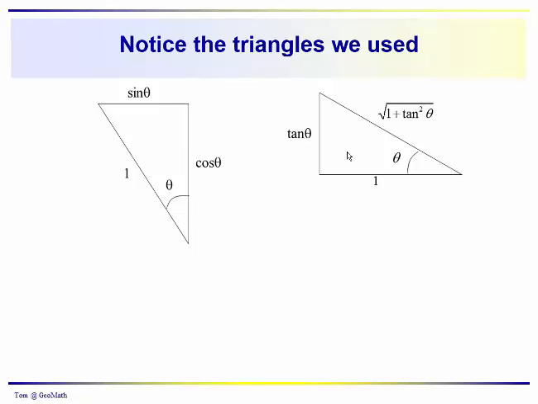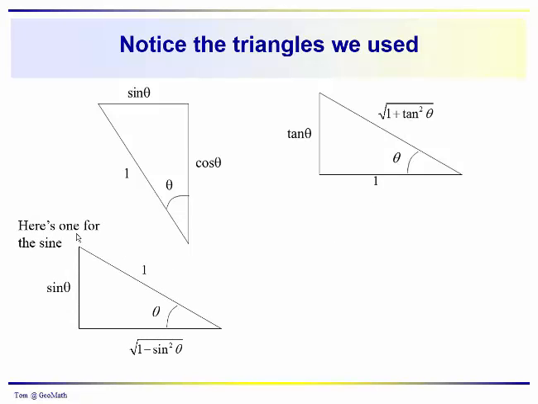So now if I want to know what the sine of theta is in terms of the tangent, that would just be tangent of theta over the square root of 1 plus tan squared of theta, right? And you can see where that would be potentially useful. So cosine of theta is just 1 over the square root of 1 plus the tangent squared of theta.